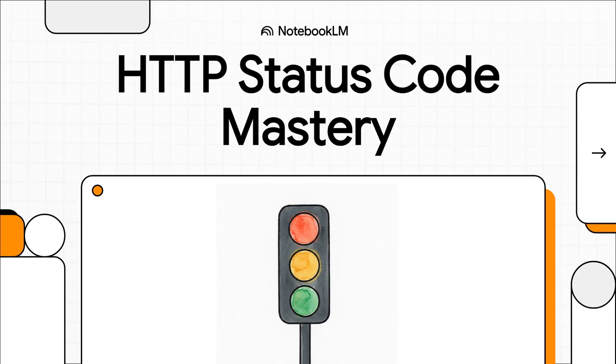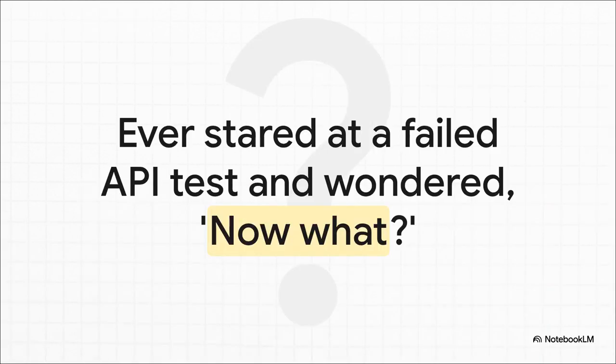All right, let's talk about one of the most fundamental yet so often misunderstood parts of API testing, the humble HTTP status code. If you've ever found yourself totally stumped by a failed test, well, this is for you. We have all been there. A test run goes red, the log just says failed, and you're left digging through mountains of code just looking for clues. It feels like pure guesswork, right?